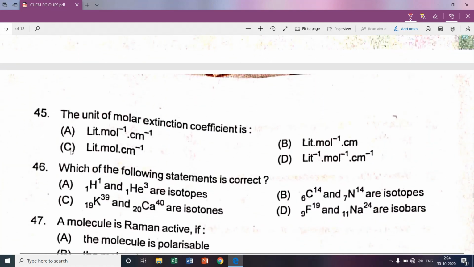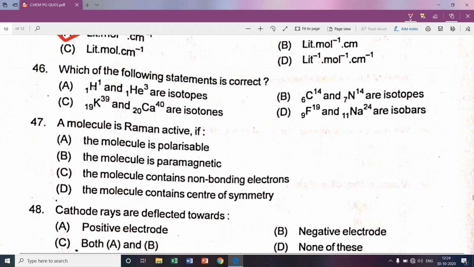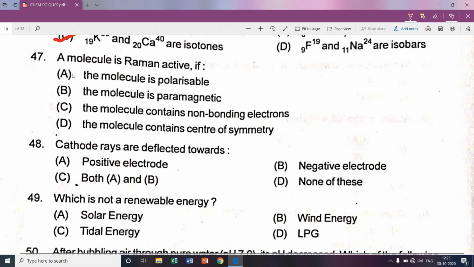Question number 45. The unit of molar extinction coefficient is. Option A, that is a direct question. Question number 46. Which of the following statements is correct? Option C is your right answer, that is potassium and calcium are isotones as these have the same number of neutrons, that is 20.